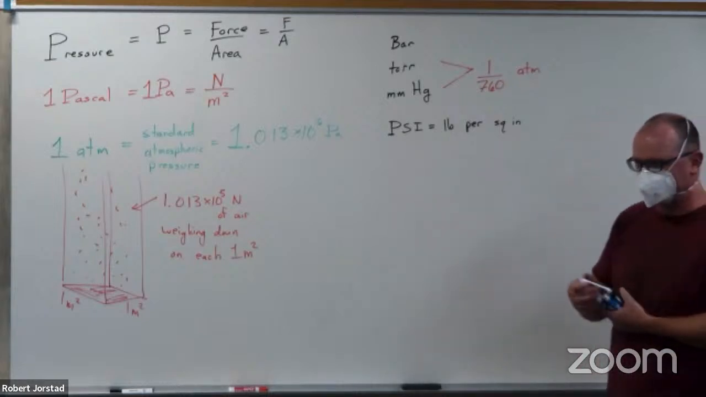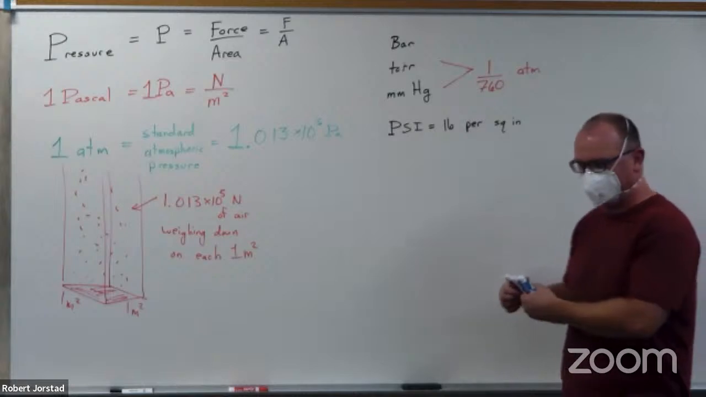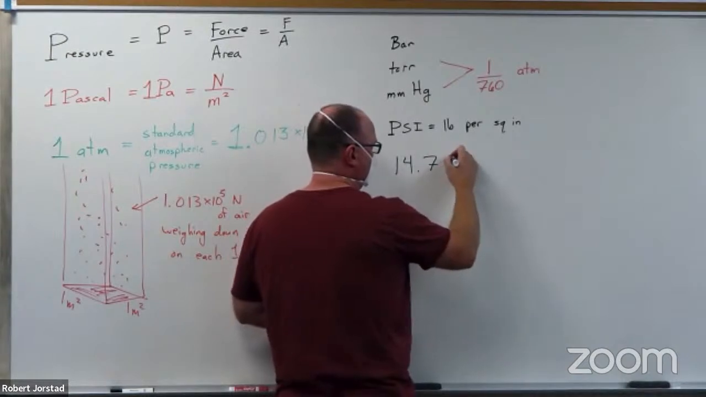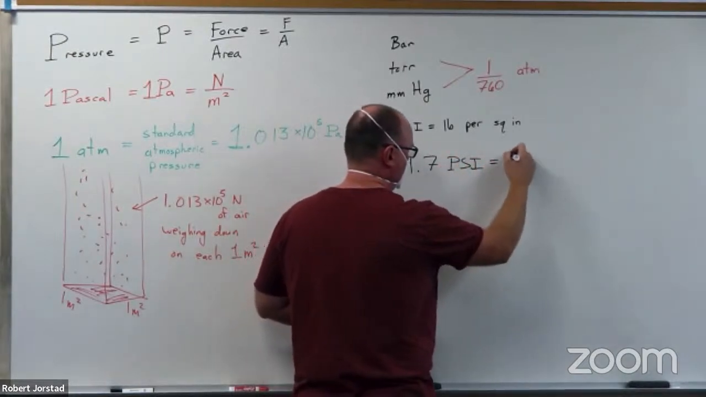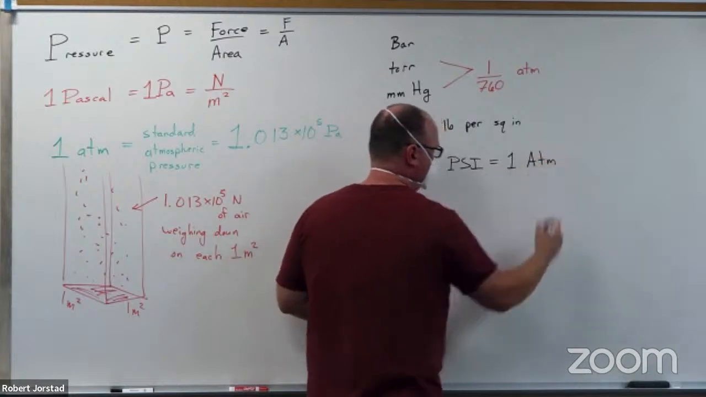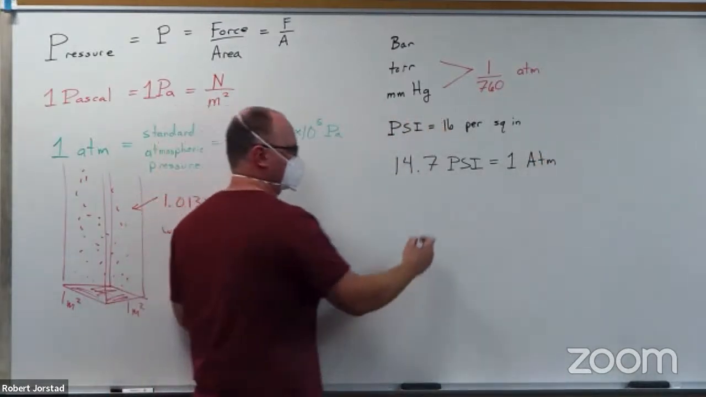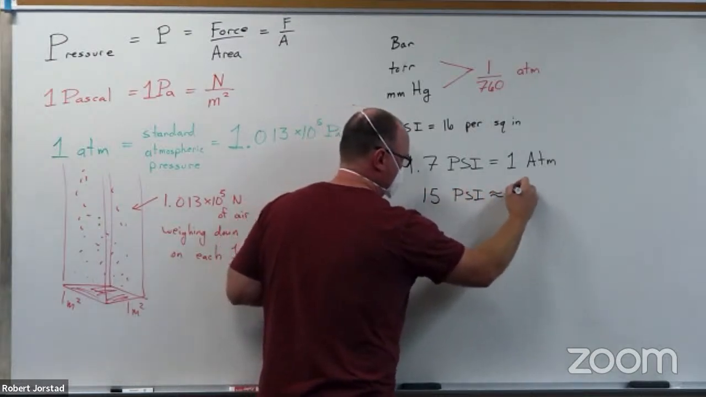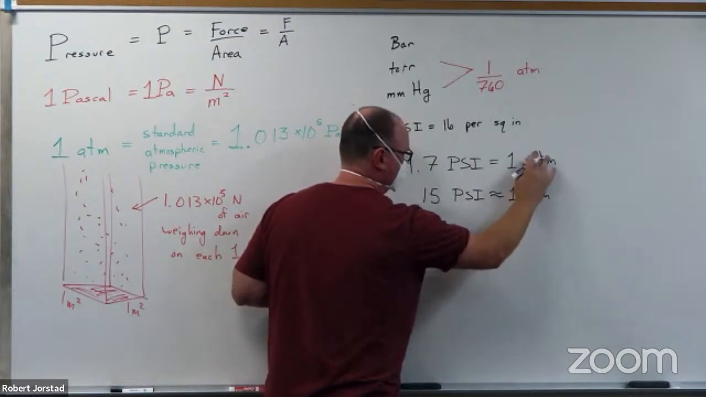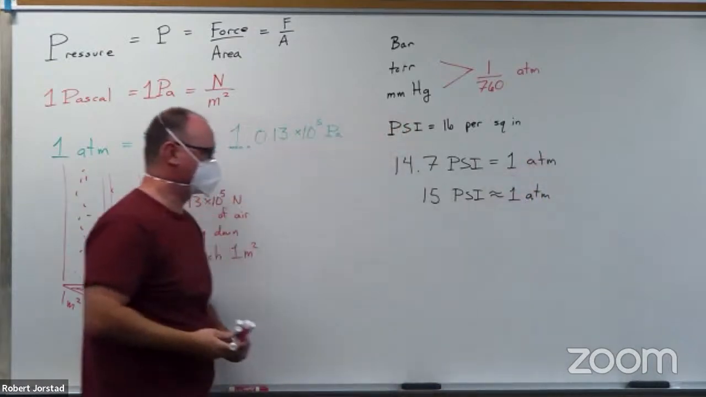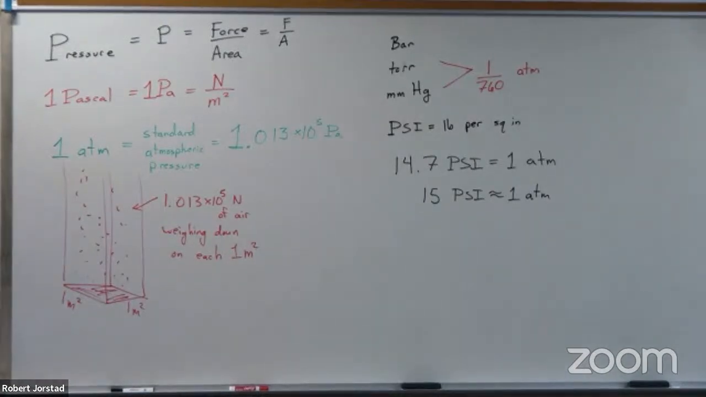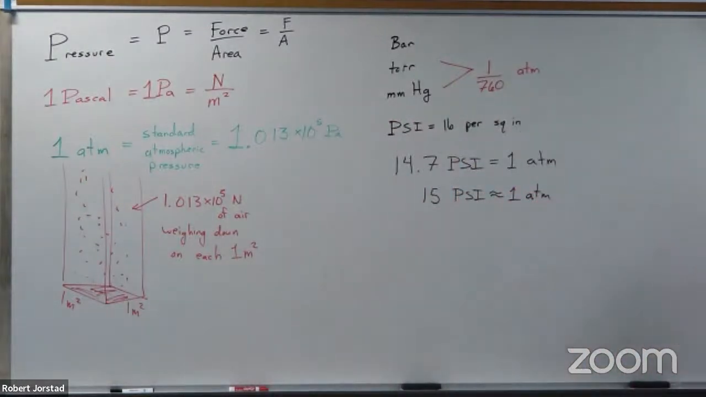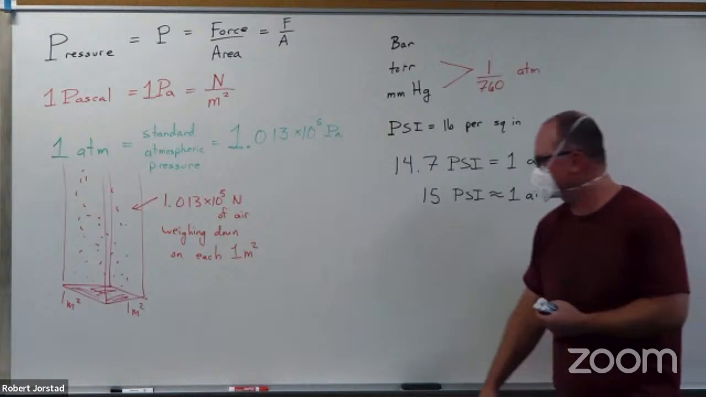Now, pounds per square inch. Does anybody happen to know atmospheric pressure in pounds per square inch? I think it's 14.7 PSI equals 1 ATM. Now, I'm going to cheat a lot of times and just round this to 15 PSI. Okay. Guys, okay with that? This is a handy one to know, because in the real world, we often use PSI.